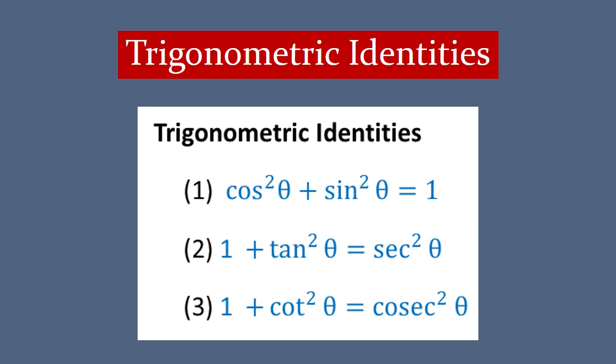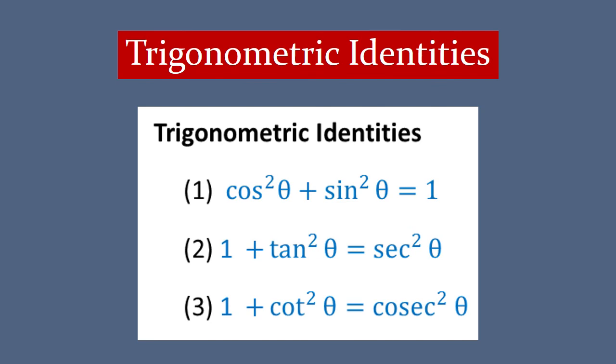Yes, just as we have identities in algebra, even in trigonometry we have three simple identities which are very easy to remember. The first one, cos square theta plus sine square theta is 1. 1 plus tan square theta is sec square theta. 1 plus cot square theta is cosec square theta. So these are the simple identities of trigonometry. These identities we have to use as per the requirement of the sum.